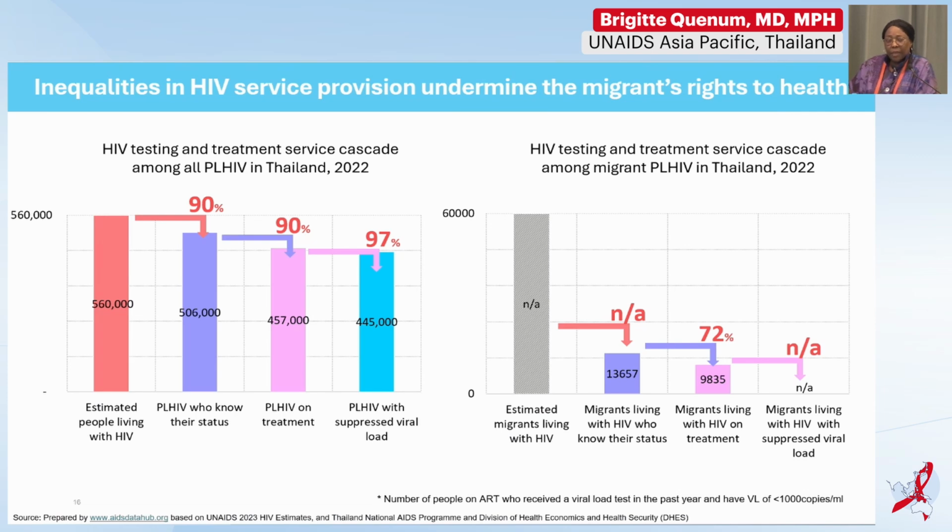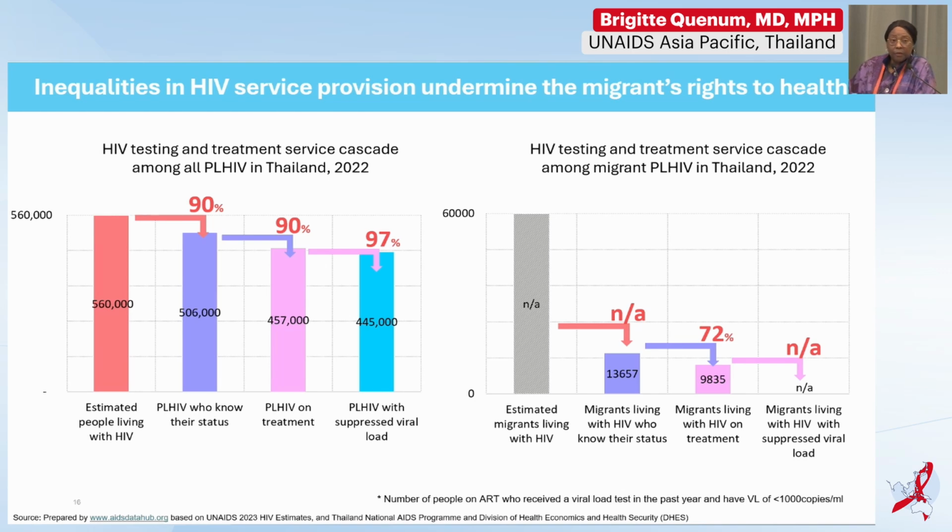So it's about the inequalities in HIV service provision undermining migrants' right to health. We all know that Thailand is one of the countries that opens its arms to documented migrants with provision of healthcare, but even in Thailand, there is a stark contrast in access to HIV treatment services.